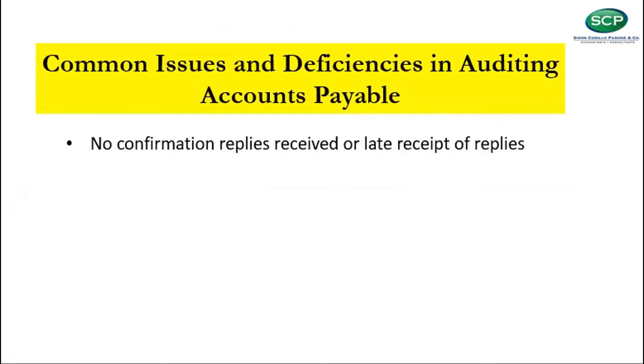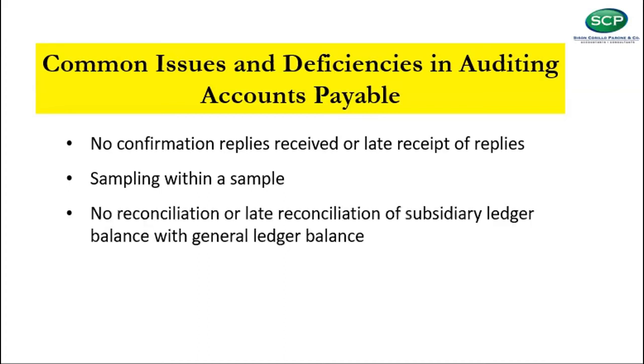The one is no confirmation replies received or late receipt of reply. So ito yung mga issues na na-encounter natin during our audit of accounts payable and accrued expenses. So the first one is no confirmation replies received or late receipt of replies. Another issue or audit issue is sampling within a sample. Lagi yan. Madalas, hindi malagi but madalas nangyayari. And no reconciliation or late reconciliation of subsidiary ledger balance with the general ledger balance.